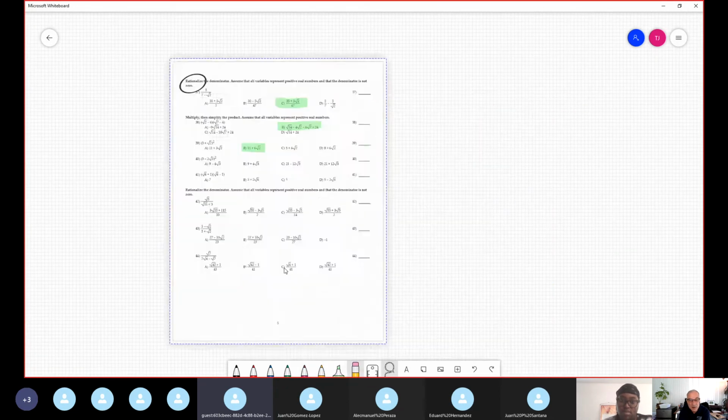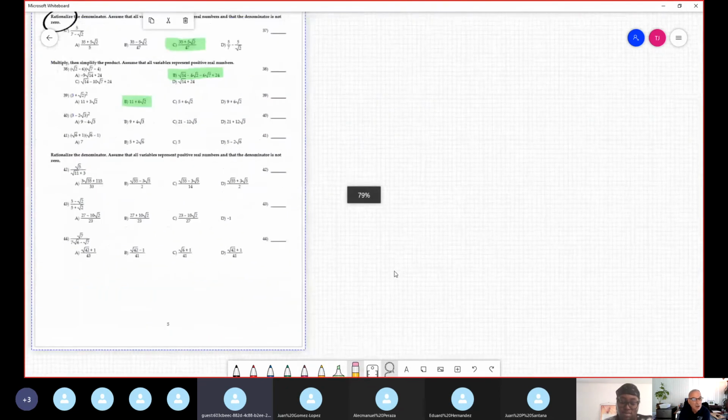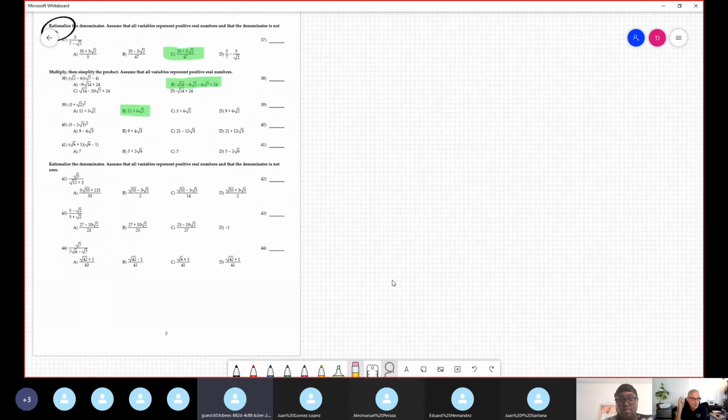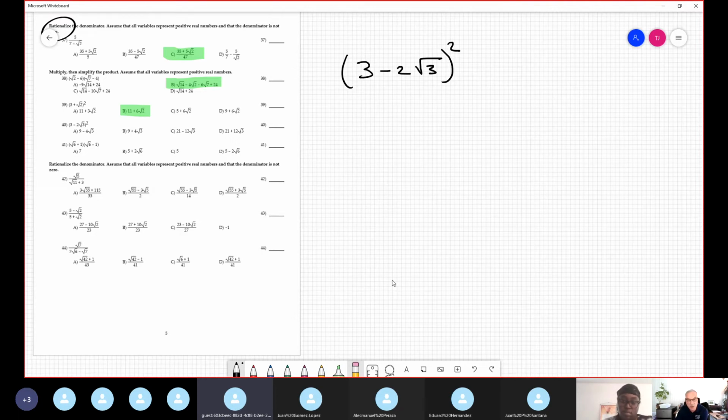Next is... okay. This is number 40: (3 minus 2 radical 3) squared. Let's do it in both ways. Because little by little, maybe you make a decision to switch to the formulas. But okay, suppose that I never memorized any formula. I have the multiplication of two binomials, they are twin brothers, and you apply FOIL.